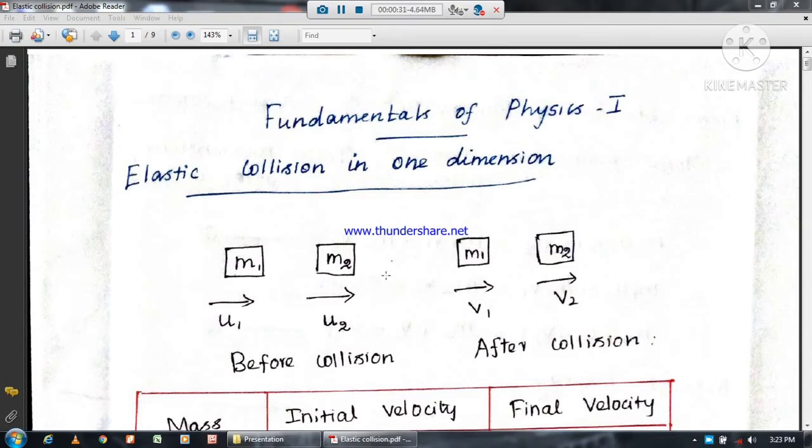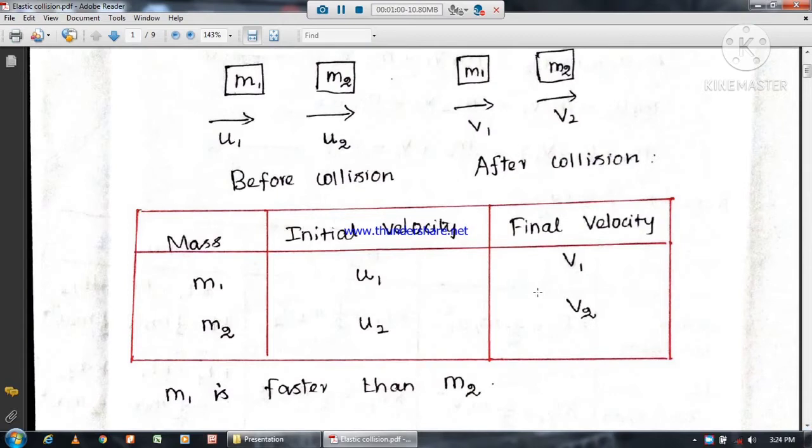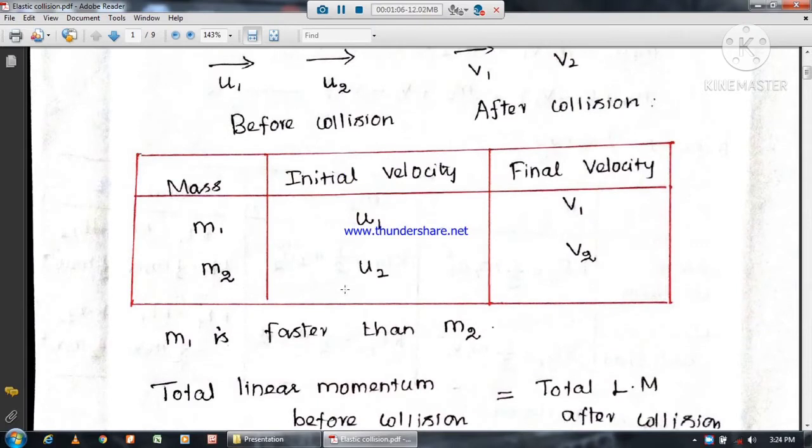This is m1 and m2 moving in a straight line, and u1 is the initial velocity of mass m1 and u2 is the initial velocity of mass m2, and after collision the final velocity is v1 for mass m1 and v2 is the final velocity of mass m2, right? Here mass m1, the initial velocity before collision is u1 and the final velocity after collision is v1, and for mass m2 the initial velocity before collision is u2 and the final velocity after collision is v2.